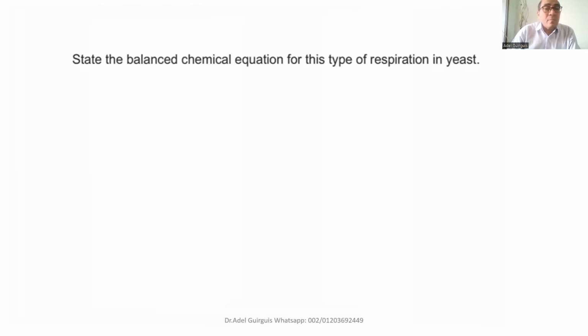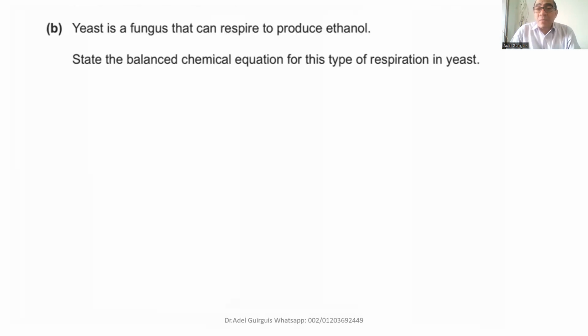Now, yeast is a fungus that can respire to produce ethanol. See the balanced chemical equation for this type of respiration in yeast. Yeast is a fungus that can respire to produce ethanol. State the balanced chemical equation for this type of respiration in yeast.